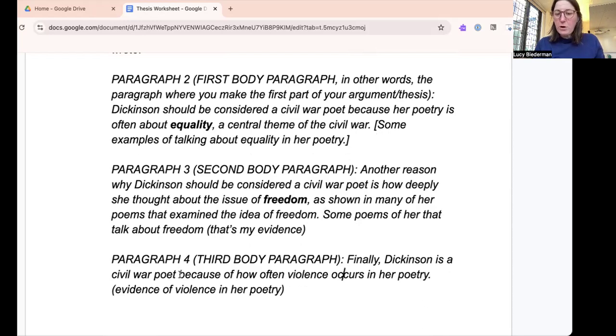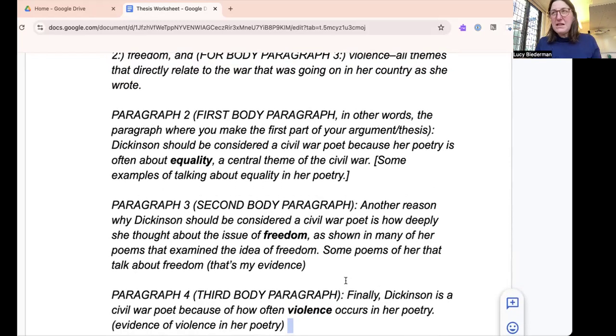Finally, Dickinson is a Civil War poet because of how often violence occurs in her poetry. So I've got this three-part thesis basically saying there are three reasons why Emily Dickinson could be considered a Civil War poet. She talks about equality, body paragraph number one. She talks about freedom, body paragraph number two. And she talks about violence, body paragraph number three. These are not the only reasons why she could be considered a Civil War poet. There's much more to say, but I'm sticking to three because I don't want to spend my life on this paper. I'm making a neat, organized argument that is going to get me from the beginning intro paragraph through those three body paragraphs to the end, to the conclusion.